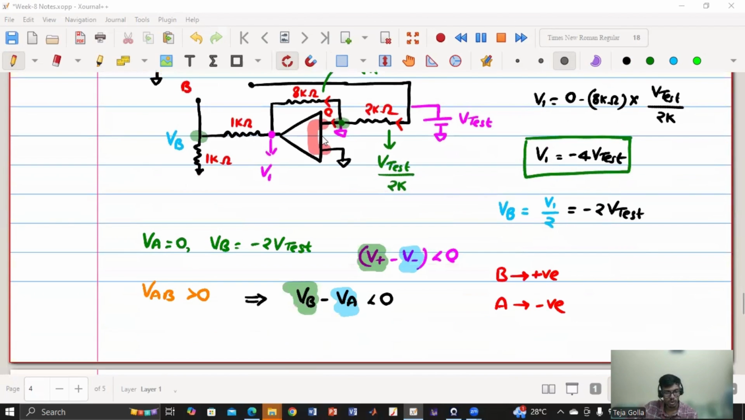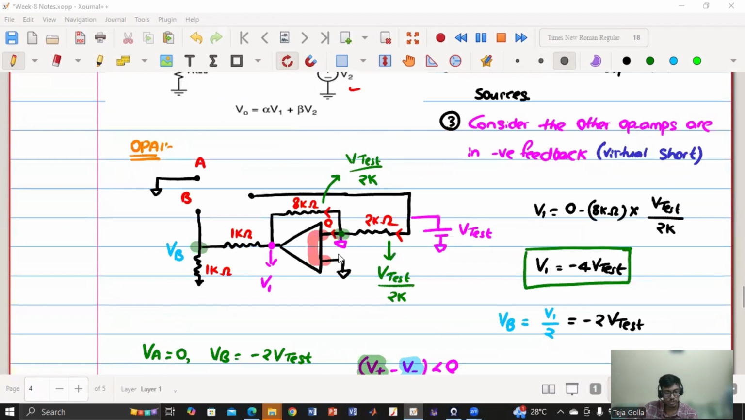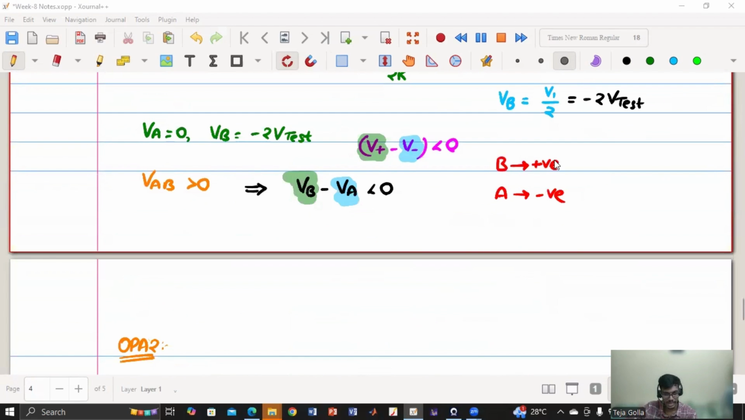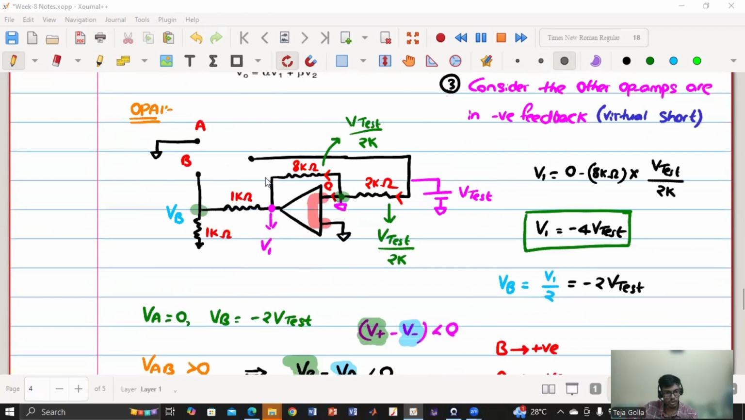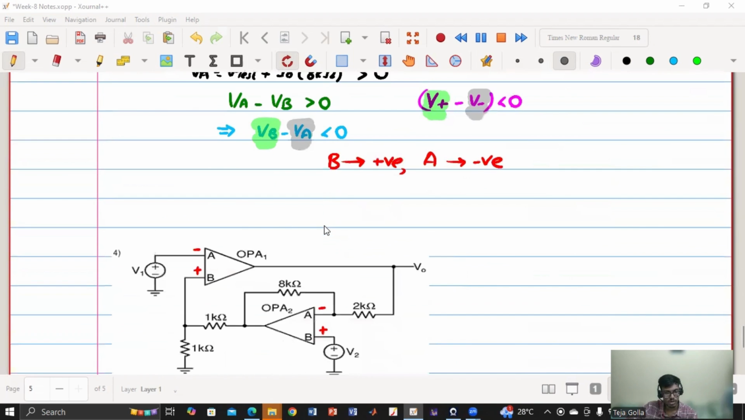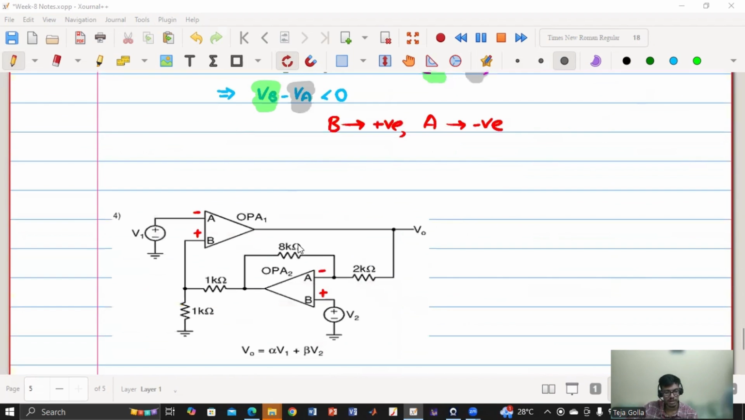But I have the right to assume that this is already connected in negative feedback, even though I don't know the terminals. I can assume that it is connected in negative feedback. Now I know how this needs to be connected to be in negative feedback, but I still don't know how this other one needs to be connected. So again, I have to find out the terminals, do the same thing, and proceed.